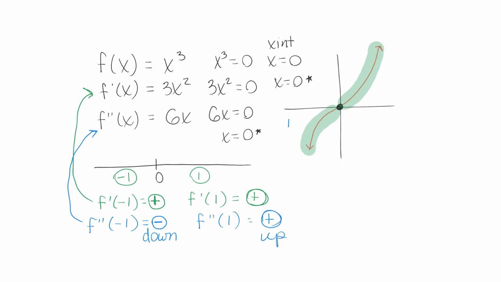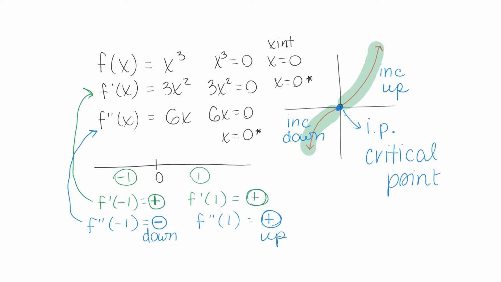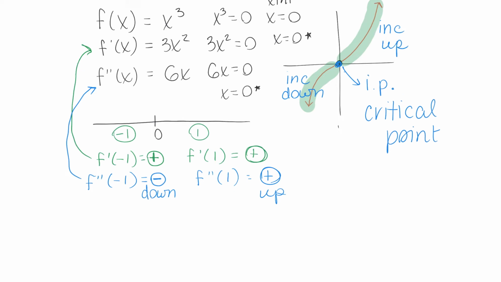So I have increasing and concave down, and I have increasing and concave up. That means that this spot right in the middle is an inflection point because my concavity changed. Therefore, it is a critical point. So this is another type of critical point. All right, so do you see how that's valid and how that works?